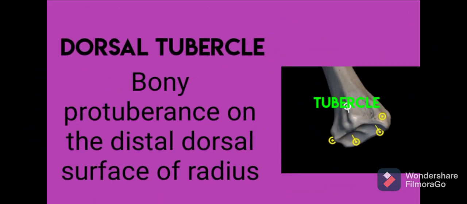The last main feature of the lower end of the radius is the dorsal tubercle, which is a bony raised area on the distal dorsal end of the radius.